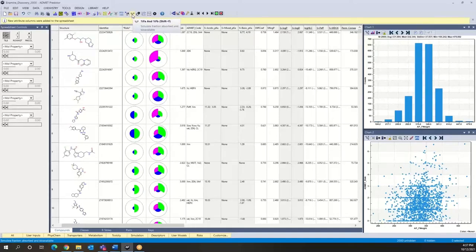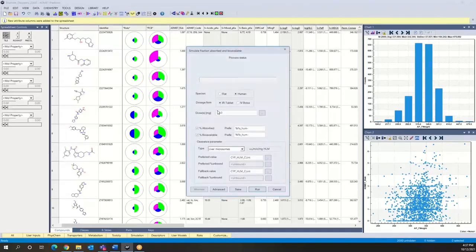We can just use this icon, %FA and %FB, over here, which sets up our calculation. Notice that there are two physiologies available, rat and human. You cannot calculate for both at the same time. It's either one or the other, and it is the same for the dosage form, immediate release tablet or IV bolus. We are going to select immediate release tablet for the purpose of this exercise.